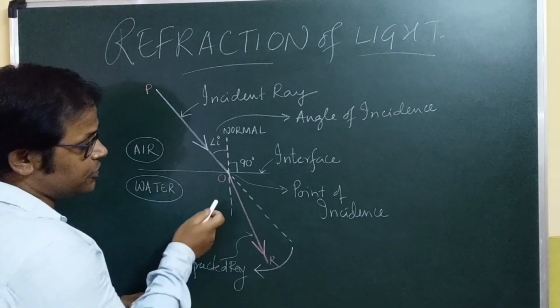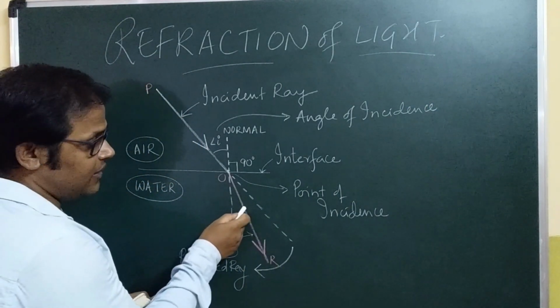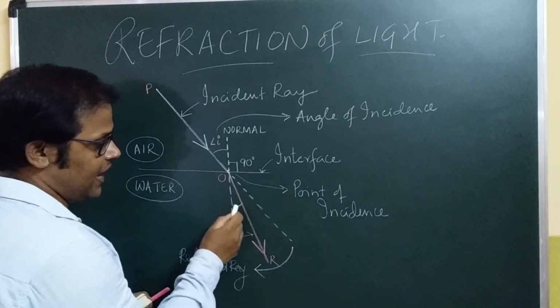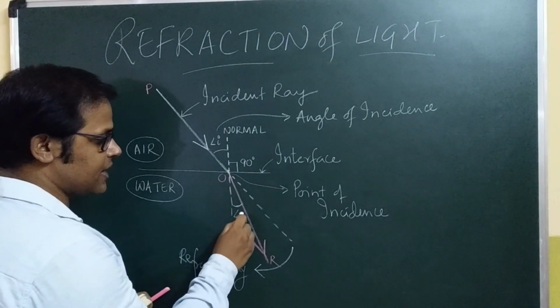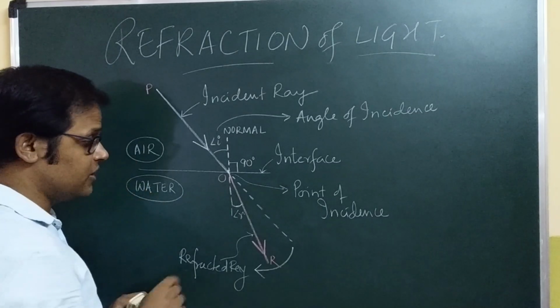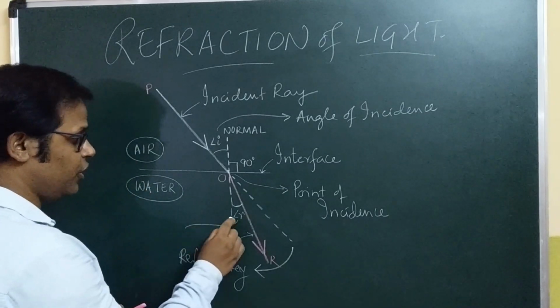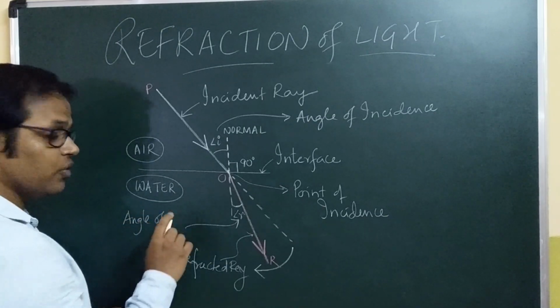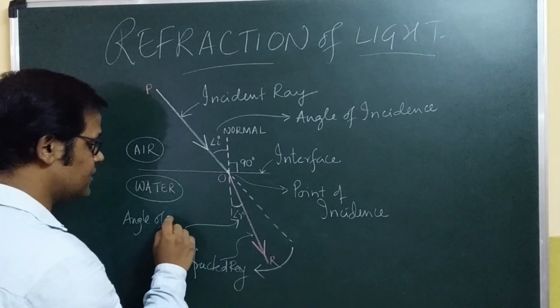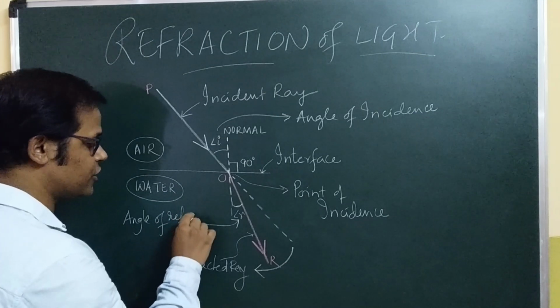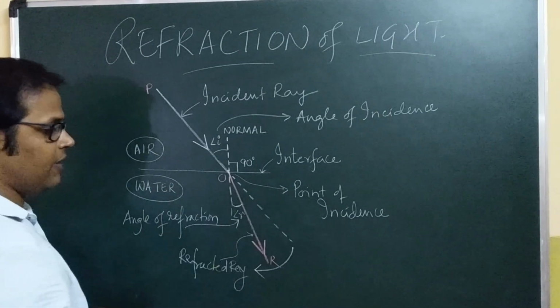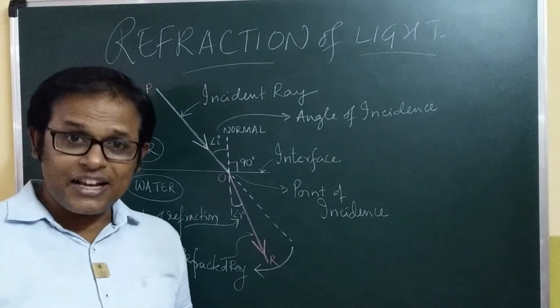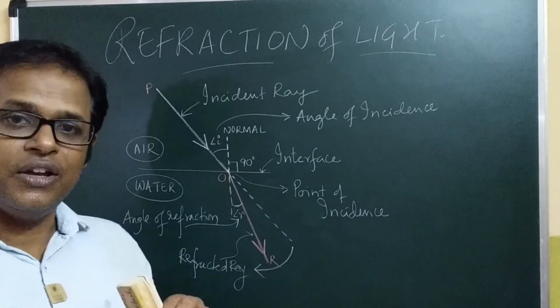Similarly, the angle between the normal and the refracted ray, this tiny angle, is correctly labeled as angle R, but not to fall in the trap, the name is now something new. This is called angle of, yes, it is angle of refraction. Alphabet is same, just like your angle of reflection, but here it is called angle of refraction.